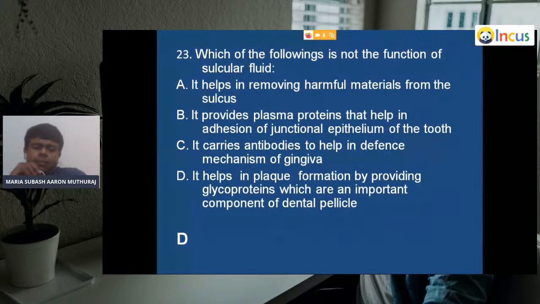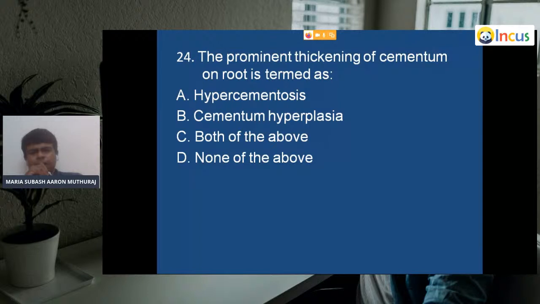The prominent thickening of cementum on the root is termed as hypercementosis, cementum hyperplasia, both of the above, or none of the above. In hypercementosis there is an increase in thickness of cementum, and in hyperplasia of cementum there also is an increase in thickening of the cementum. Hypercementosis will be seen in many systemic conditions, and hyperplasia will be seen in cementoplastic conditions. Cementum hyperplasia is commonly seen in the apical region of the root, with an increase in the thickening of the cementum.